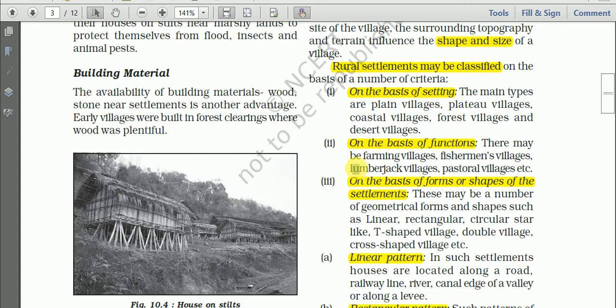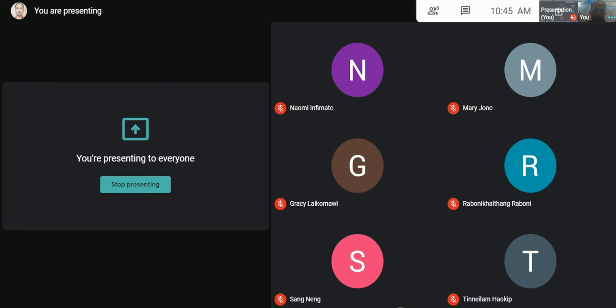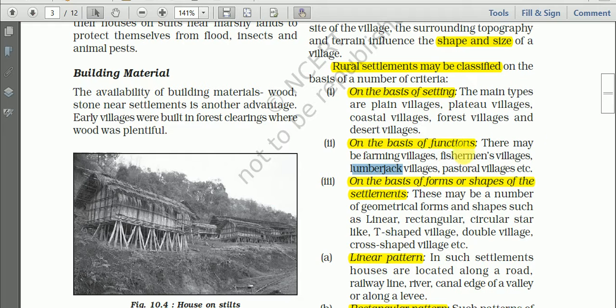So who is a lumberjack? Do you know who is a lumberjack? Anybody? See, a lumberjack is a person who fells trees. A lumberjack is a person who cuts trees. Their main activity is the felling of trees and selling of those trees. And villages engaging in those activities are known as lumberjack villages.